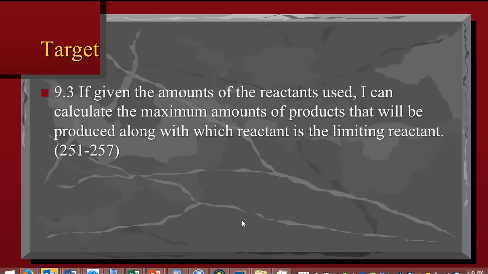Given the amount of reactants used, I can calculate the maximum amount of products that will be produced along with which reactant is the limiting reactant.